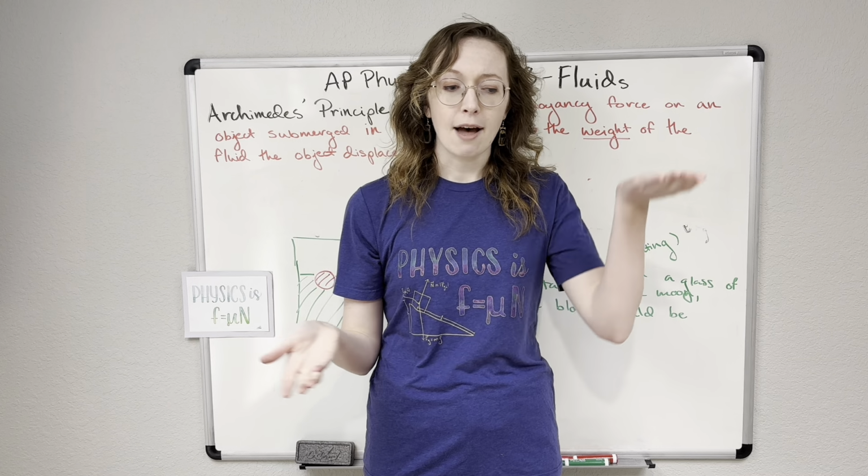This is Archimedes' principle: the upward buoyancy force on an object submerged in a fluid is equal to the weight of fluid that the object displaces. And then on your AP Physics equation sheet, you have this gross equation. But let's zero in on the first part of the sentence first: the upward buoyancy force on an object submerged in fluid.